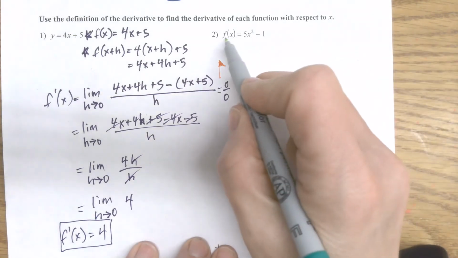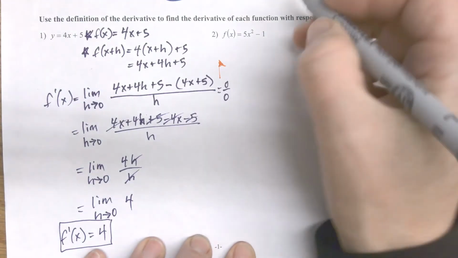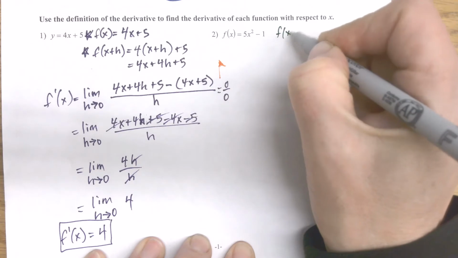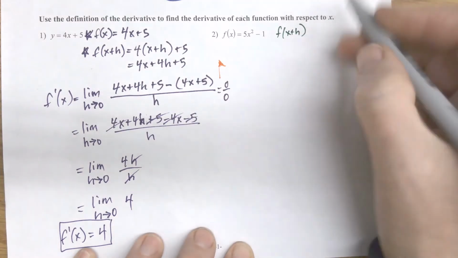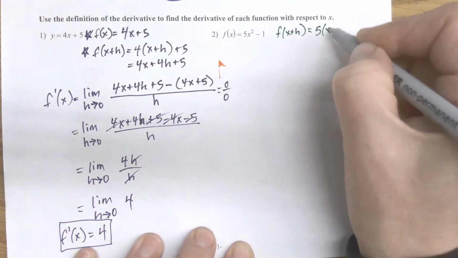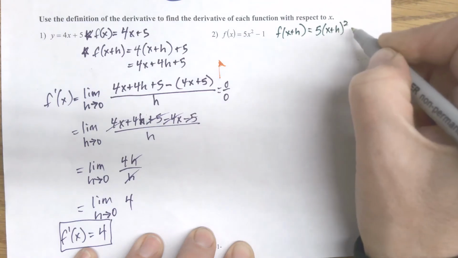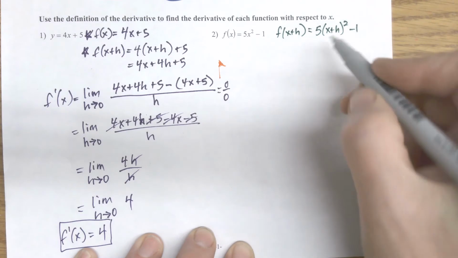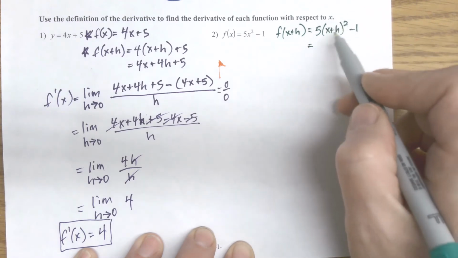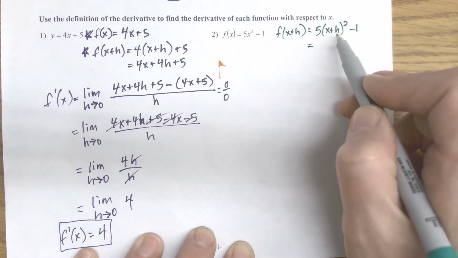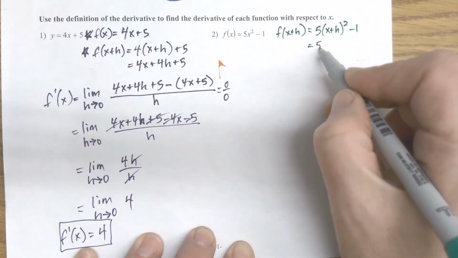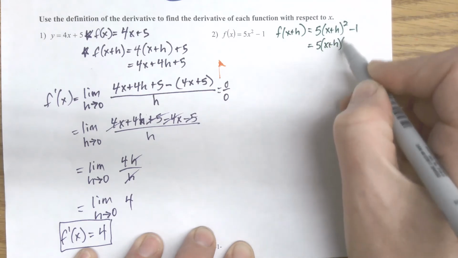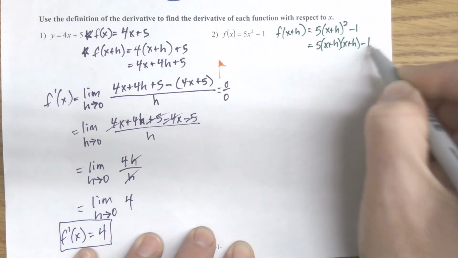My function is already written in f of x, so I'm just going to do f of x plus h, which is 5 times x plus h squared minus 1. So I just replace x with x plus h. Don't for a second think that this is just x squared plus h squared, because it's not. This is 5 times x plus h times x plus h, minus 1.